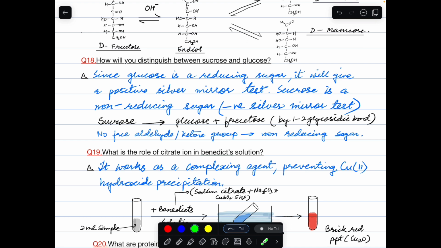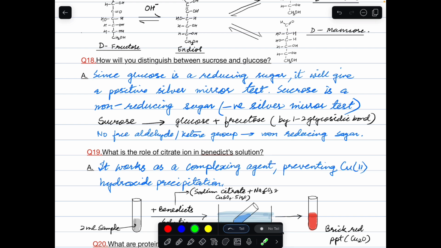Sucrose, as you know, is a dimer of glucose and fructose, which are connected by a 1,2 glycosidic bond, and there is no free aldehydic or ketonic group in sucrose, therefore it is a non-reducing sugar. You should know the reason why. In case of sucrose, the first and second carbon, which are the anomeric carbons in the monomers, are involved in the glycosidic bond formation between the two monomers to give you the dimer. Therefore it is a non-reducing sugar, as sucrose does not have any free aldehydic or ketonic group.